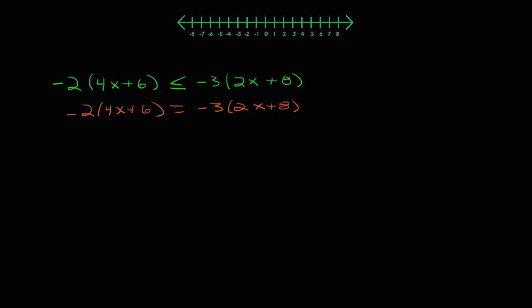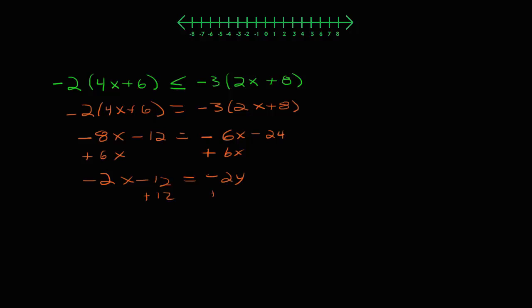Remembering our operations for solving equations, we're going to distribute, and that's going to be equal to negative 6x minus 24. Getting rid of the variable on one side of our equation, I will add 6x to both sides, and I get negative 2x minus 12, that's equal to negative 24. Add 12 to both sides, and we get negative 2x equals negative 12, divided by negative 2, and we get x is equal to 6.